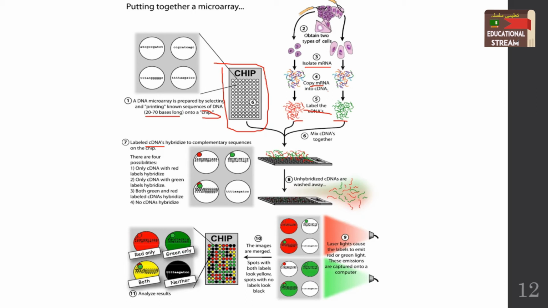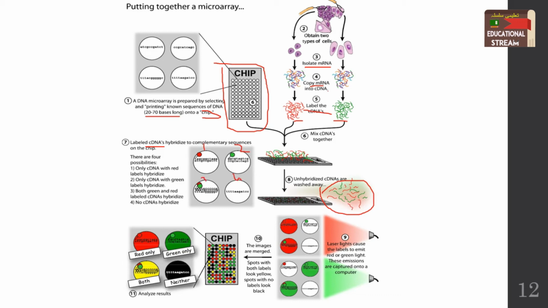After that, the unhybridized cDNAs are washed away. As you can see, these are the unhybridized cDNAs, and they were washed away. Then comes the function of the laser light. Laser lights are provided which cause the labels to emit red or green light, and these emissions are captured onto the computer. So we have these four possibilities. If we provide the red laser light, then in this case the red labeled cDNA has bound, if we call them well 1, 2, 3 and 4.